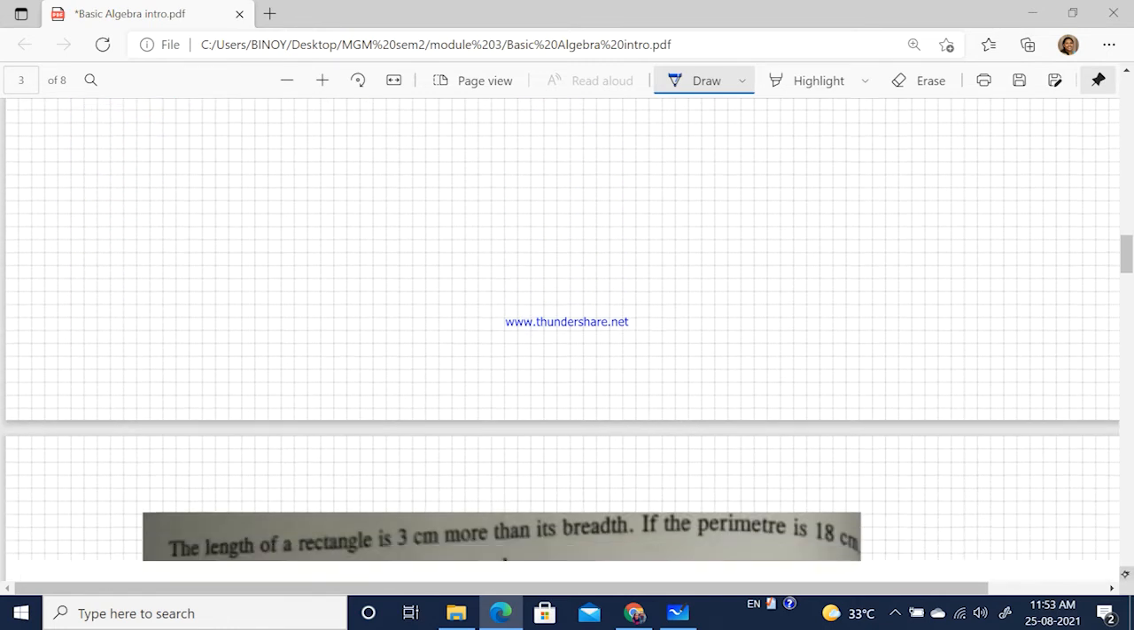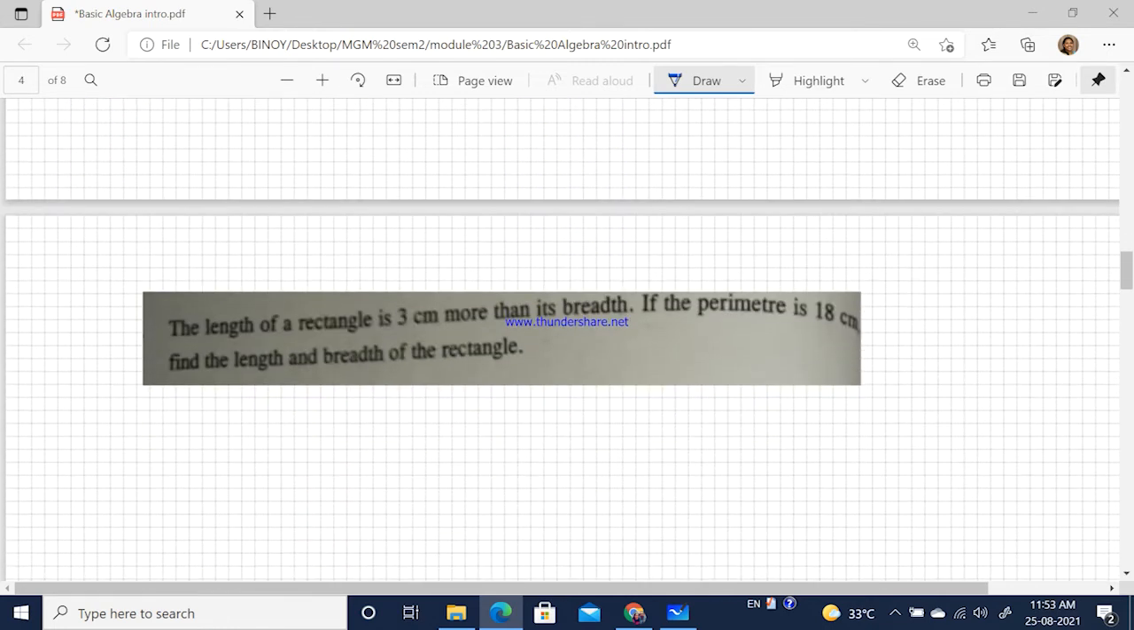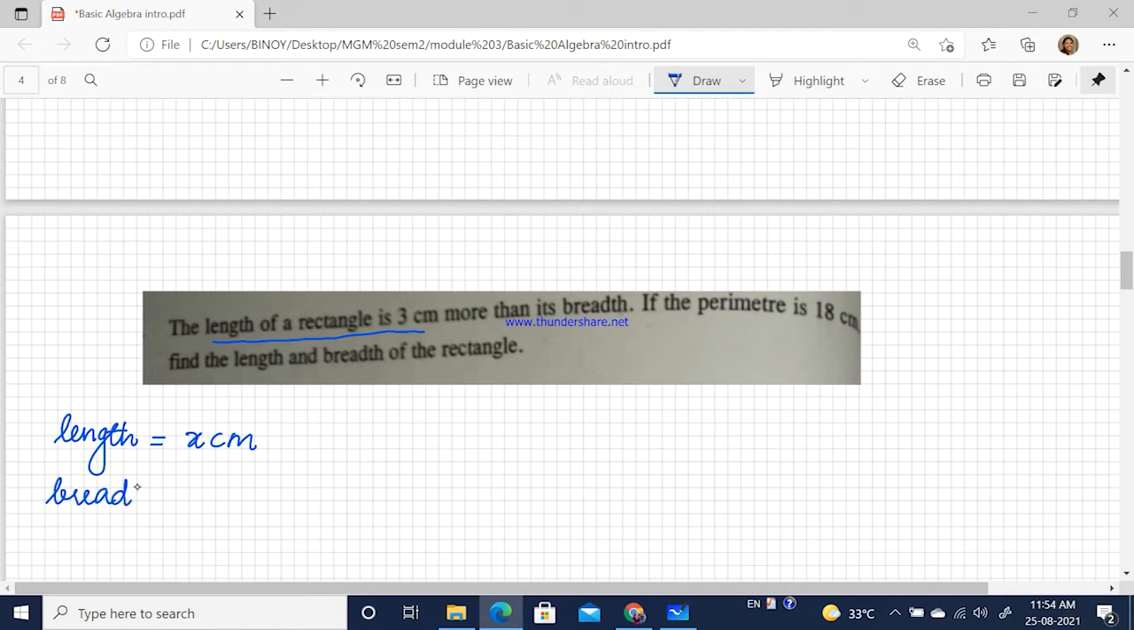Next question. It's a word problem. Using the linear equation, you are asked to solve this problem. You are given that the length of a rectangle is 3 centimeter more than its breadth. So we assume that the length is x centimeter, and we assume the breadth is equal to x minus 3 centimeter.